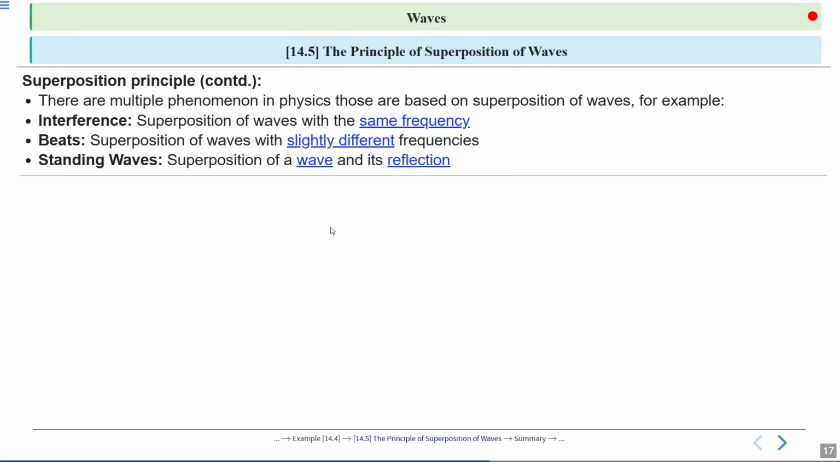And last, standing waves. These form when a wave and its reflection overlap, such as on a guitar string or in an organ pipe. The superposition creates points that appear to stand still, called nodes, and points that vibrate the most, called antinodes.